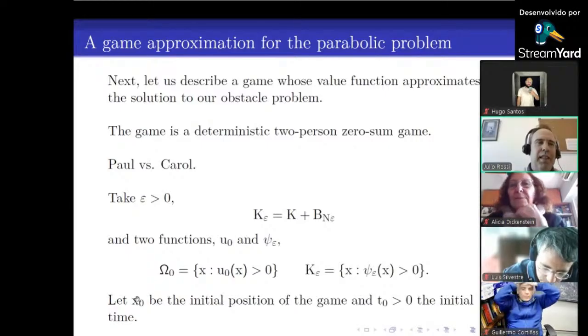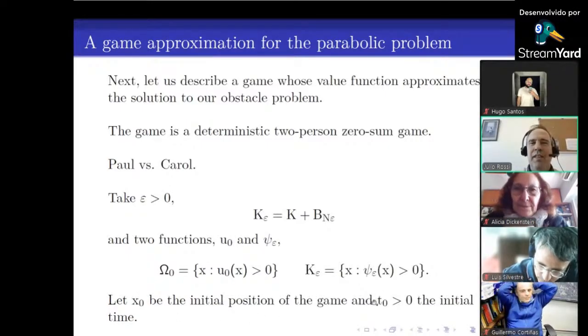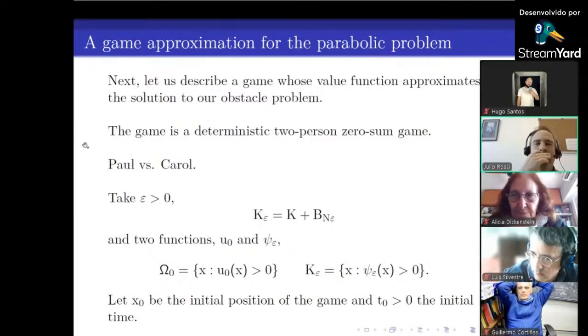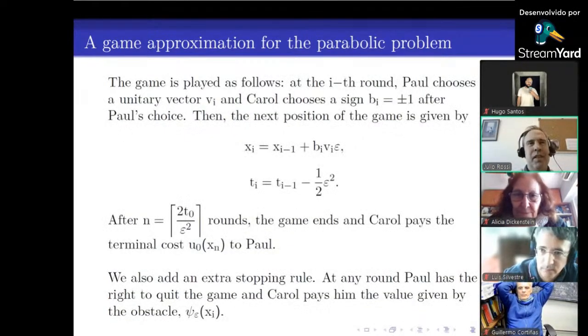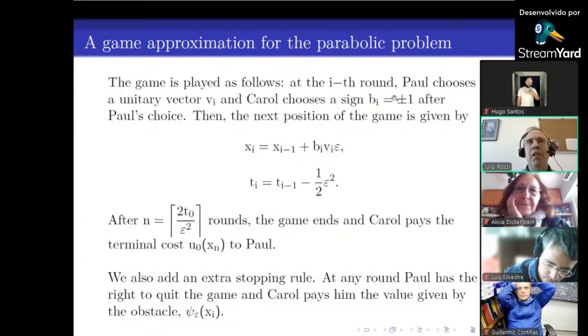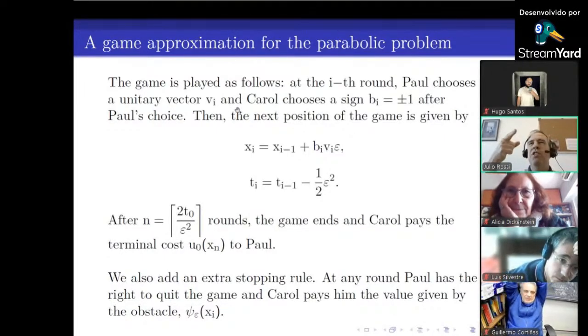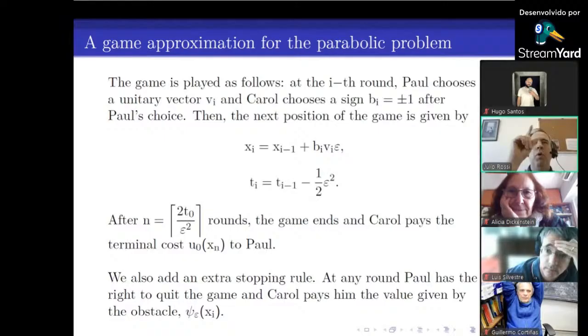Take a point that is the initial position of the game and some initial time that is positive. And now you are going to move the game according to these rules. The movements are going to be discrete. At every round of the game, at every movement of the game, Paul, the first player, chooses a vector, a direction, any direction that he wants.